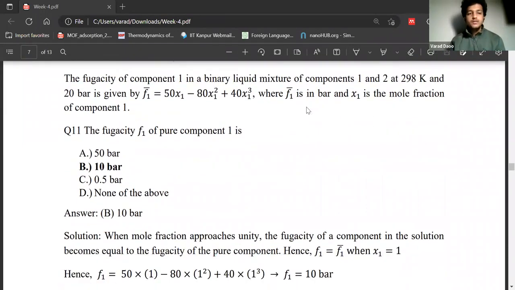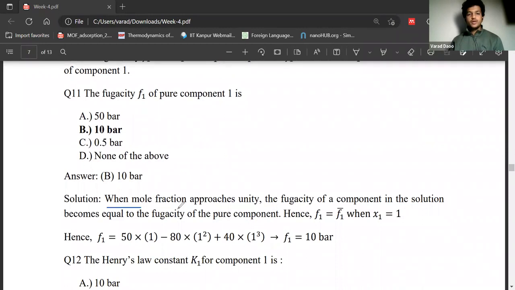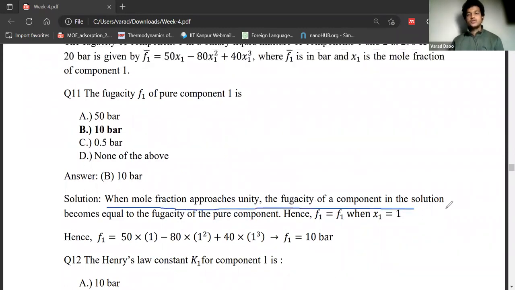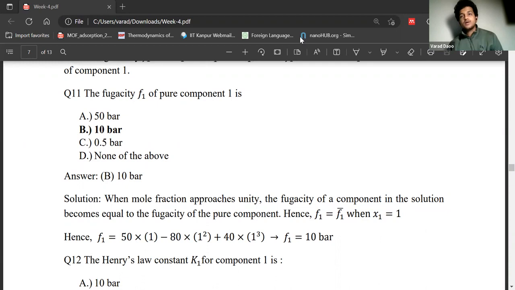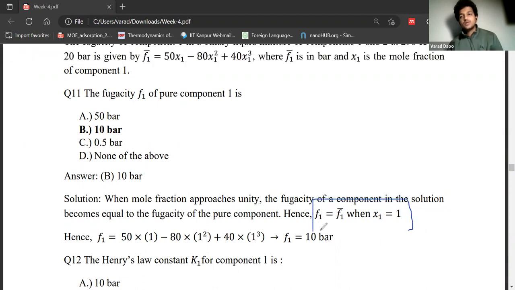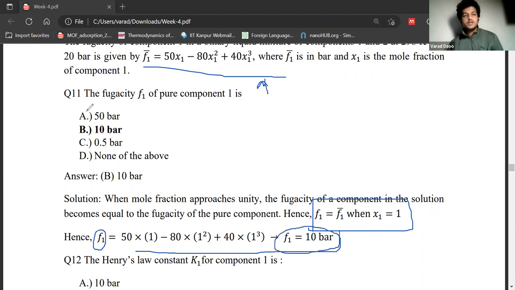What we have is, when mole fraction approaches unity, the fugacity of the component in the solution becomes equal to the fugacity of the pure component. F1 is nothing but F1 bar when x1 equal to 1. So in this expression of F1 bar, we just put x1 equal to 1 and we get the value of F1. So this is 10 bar. Hence the correct answer is option B.